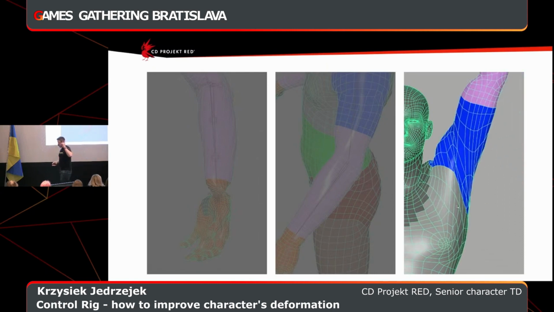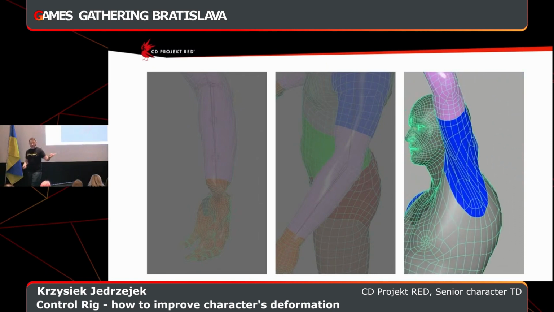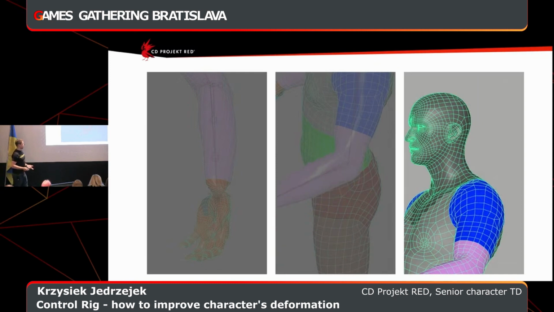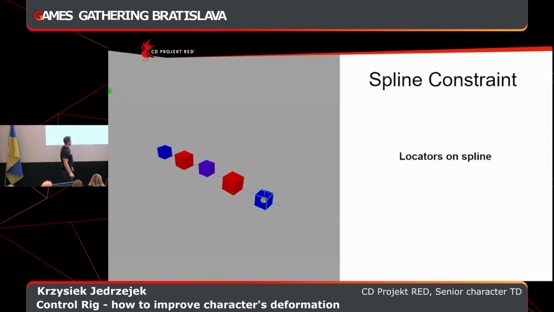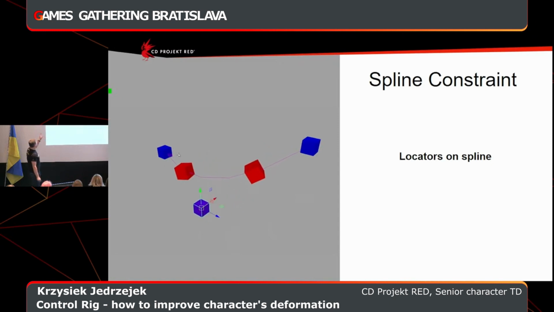But for the shoulder, there is a different scenario. We need another constraint, and it is the spline constraint. Basically, it's just a quadratic Bezier curve. The blue boxes are the controls of that Bezier curve, and the red boxes are on this curve. And then you can slide along it.